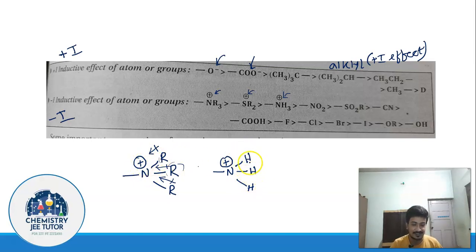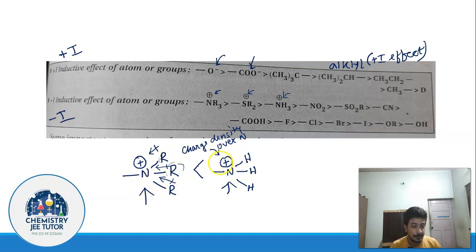Whereas in this case, the small hydrogens don't have that much of a plus I effect like the alkyl group, so they are not going to neutralize the positive charge over this nitrogen to that extent. So the charge density over nitrogen in NH3 plus is bound to be greater than the charge density over nitrogen in NR3 plus.